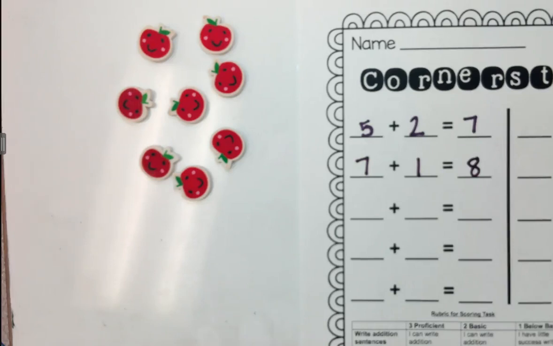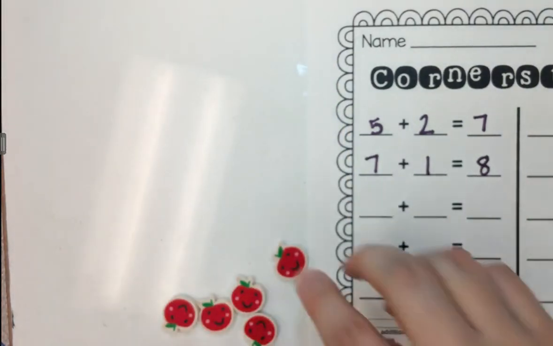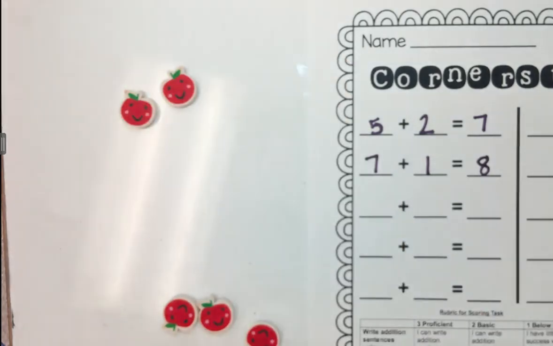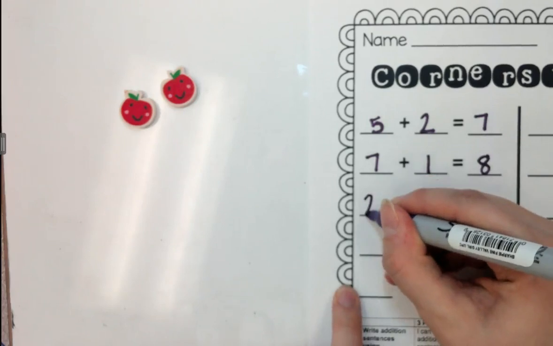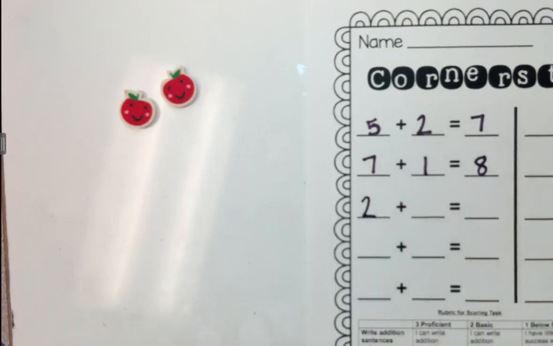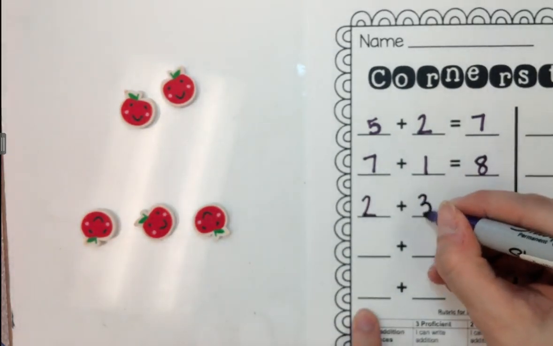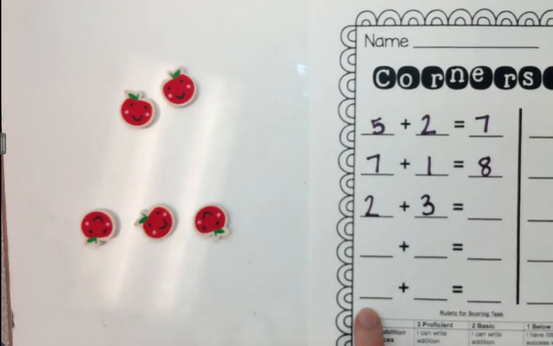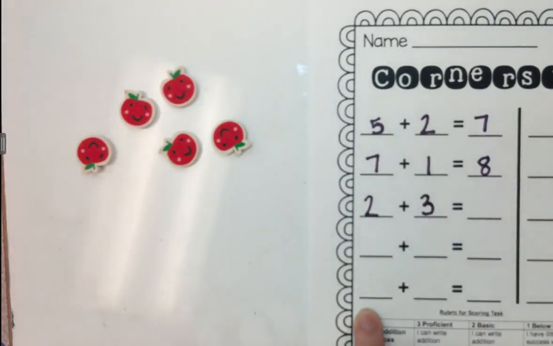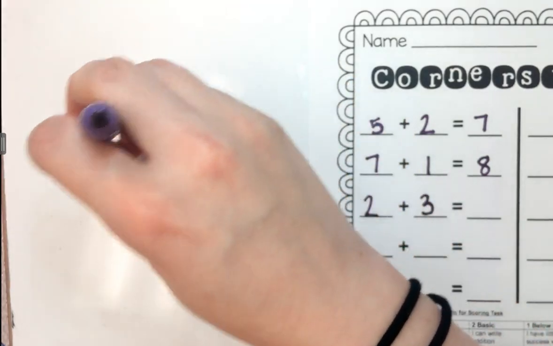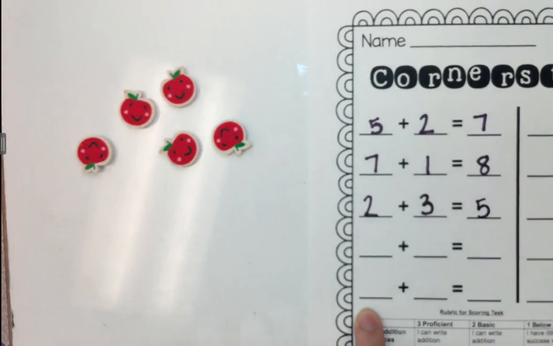So again, you're going to decide how many objects you want in each group. So this time, I only want 2 in my first group. And then I'm going to write that on the first line. In my second group, I want 1, 2, 3. I'm going to write that on the second line. To find out my total or my sum, I'm going to put the groups together and count how many in all. 1, 2, 3, 4, 5. So my total is 5.